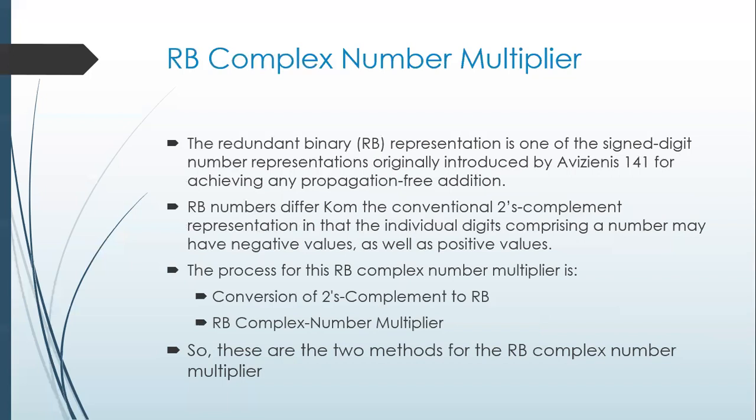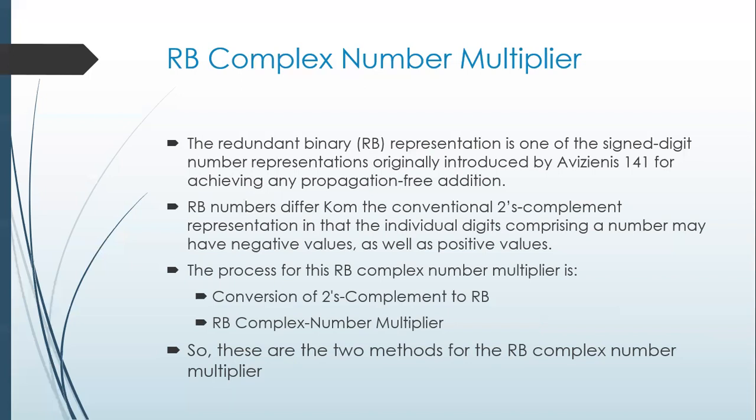So we have come up with a solution called the RB complex number multiplier, that is, the redundant binary complex number multiplier. This redundant binary representation is one of the signed digit number representations, originally introduced by Avizienis in 1961, for achieving carry propagation free addition. RB numbers differ from the conventional two's complement representation in that the individual digits comprising a number may have negative values as well as positive values.